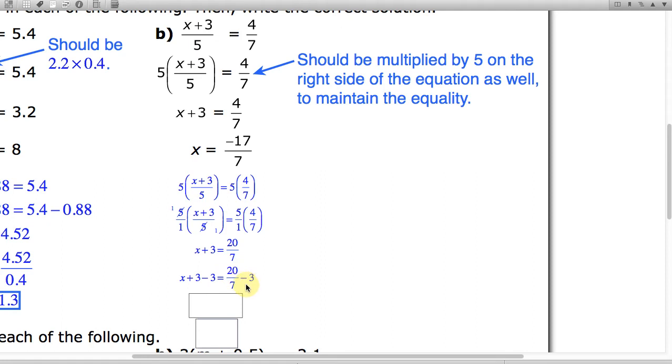Now we can subtract 3 from both sides. Now the 3 can be written as 21 over 7. You want to have that common denominator of 7. And that gives you negative 1/7 for your x value. And that's the solution for this equation.